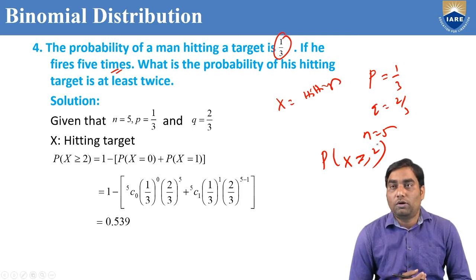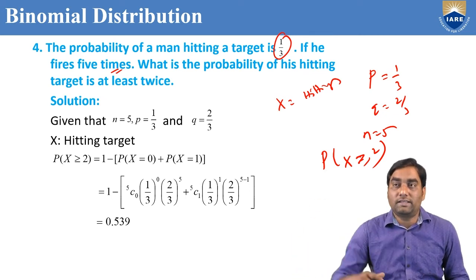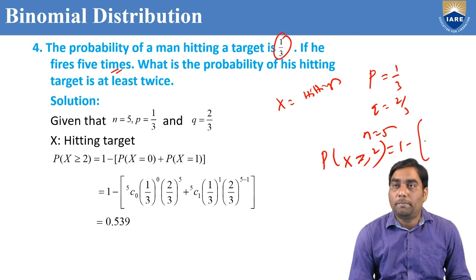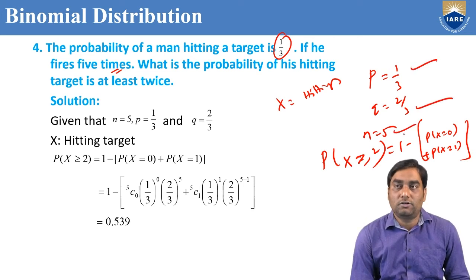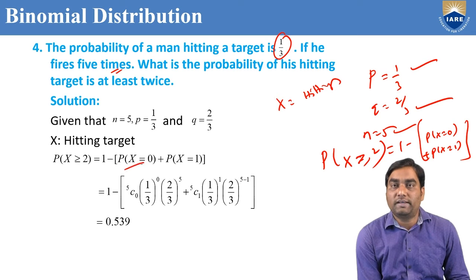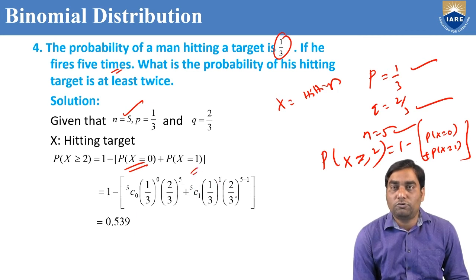But we don't know the upper end. Greater than or equal to 2 means it starts from 2 up to a number we don't know. That's why we reverse it: 1 minus P of x from 0 to 1. If you do this, we can get the values, because p, q, and n we got. So 1 minus P of x equal to 0: n is 5, 5C0, 1 by 3 whole power 0, 2 by 3 whole power 5. Because p equal to 1 by 3, q equal to 2 by 3, x equal to 0, n minus x is 5 minus 0, 5. Similarly, nCx 5C1, x equal to 1: 1 by 3 whole power 1, 2 by 3 whole power 5.